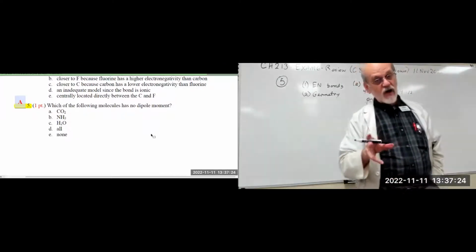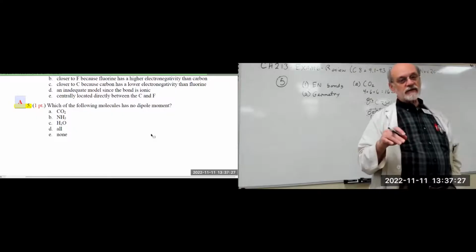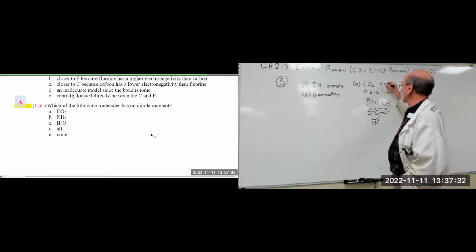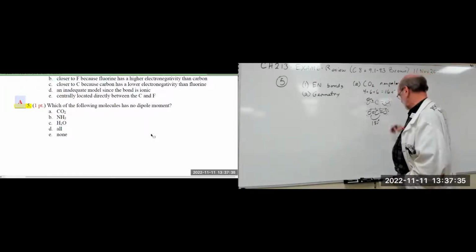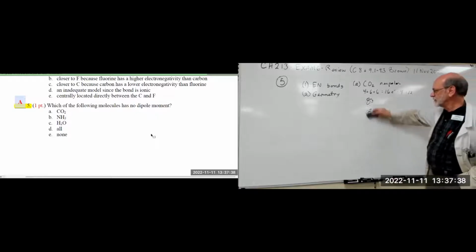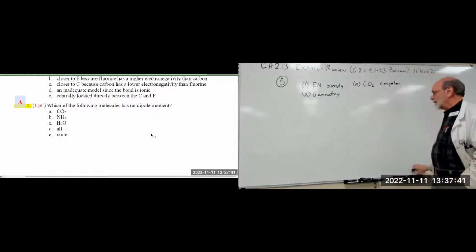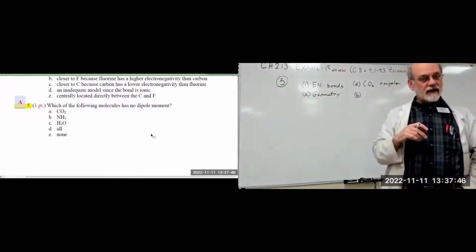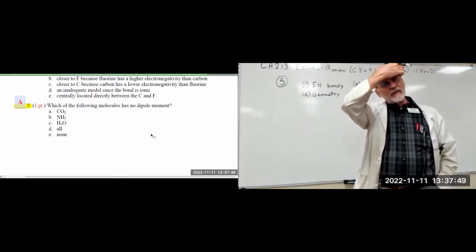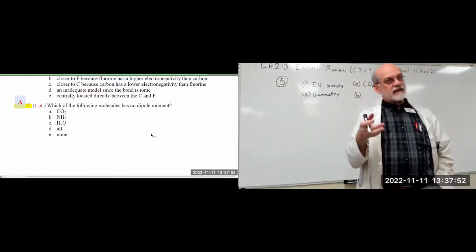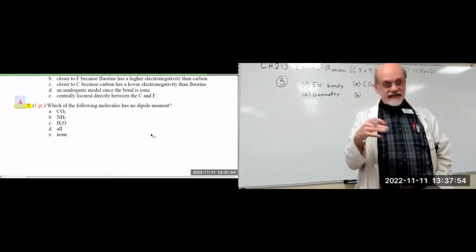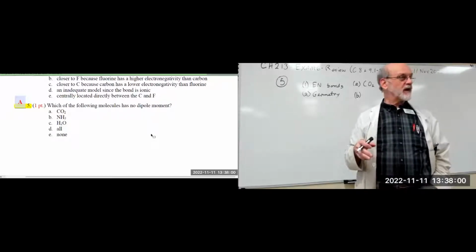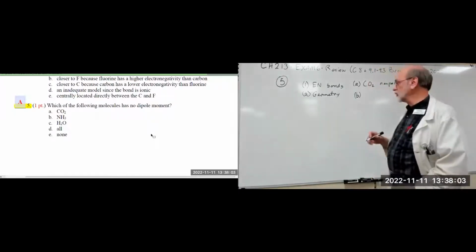Since D says all of them, we probably have to do at least 2. But we know that this one is nonpolar. How about B? If B is polar, then E can't be right because we found a nonpolar. Then if B is polar, then D can't be it, right? And then C can't be it either by process of elimination. So how about ammonia?